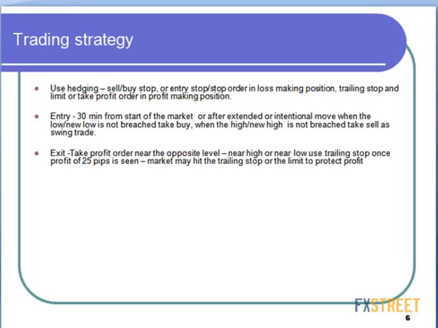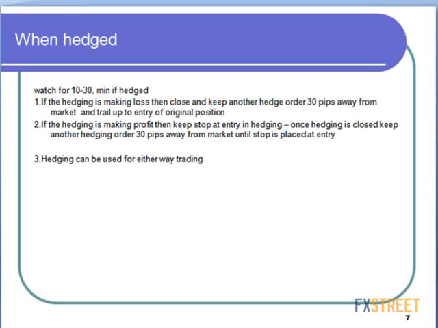Then after the position starts making profit, we keep the stop at entry, and then we keep about a 45 pips or 75 pips limit order and use a 25 pips trailing stop on the profit-making position, so that the market might hit our trailing stop or the limit and close our position with a definite profit. So this way we try to protect our profit and also maximize the profit.